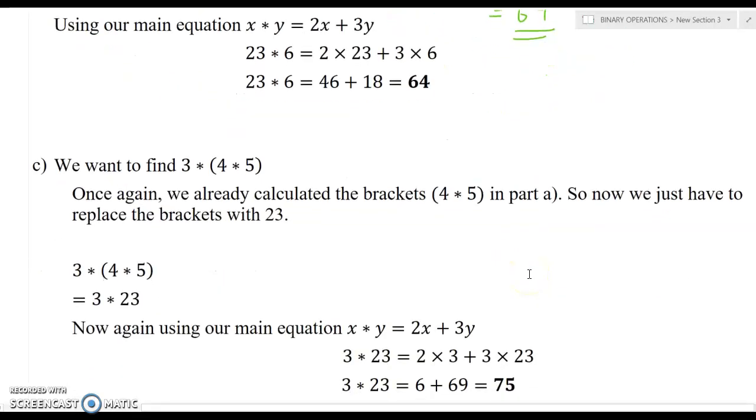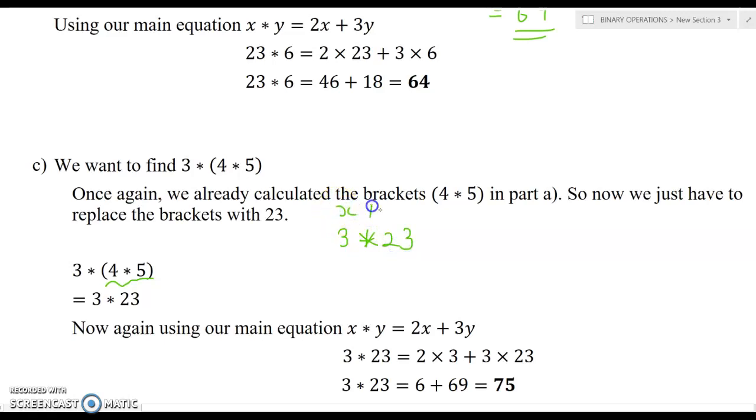We want to find 3 star, open brackets, 4 star 5, close brackets. And once again, we need to work out the brackets first, and we already worked out what 4 star 5 is. So replace this 4 star 5 with the 23. So we now get 3 star 23 that we need to work out.